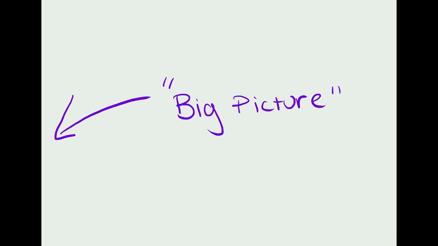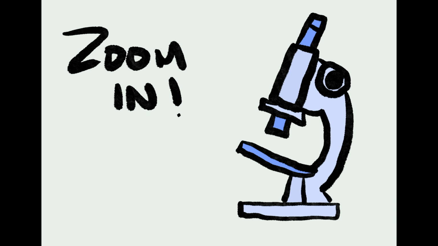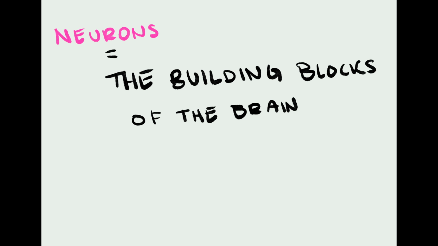Okay, so that's the big picture of the brain. Let's take out our microscopes and zoom in to a more molecular level. What do we see? Neurons. Neurons are the building blocks of the brain.